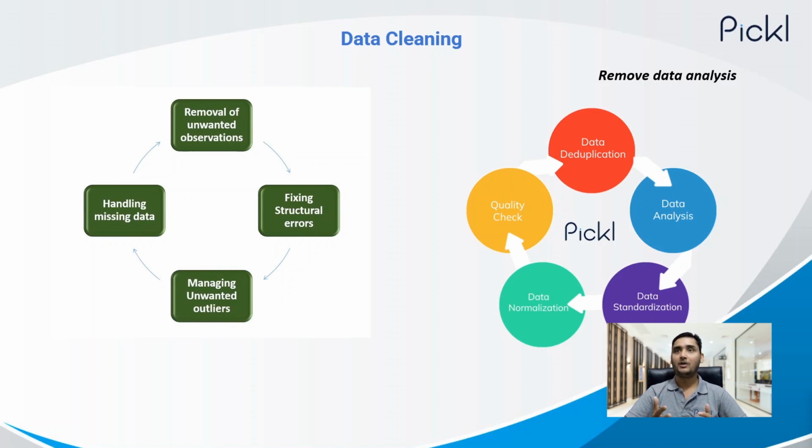Something like date. Some records can have dates in different formats, year, month, date, and some records can have dates in a different format, maybe date, month, year, right? So we need to make sure that everything is in a standard format. If there are numbers, then we need to make sure that everything is numbers, because it might happen that a few records are numbers, a few records are texts, a few records are comma separated. So we need to make sure that everything is in a standard format.